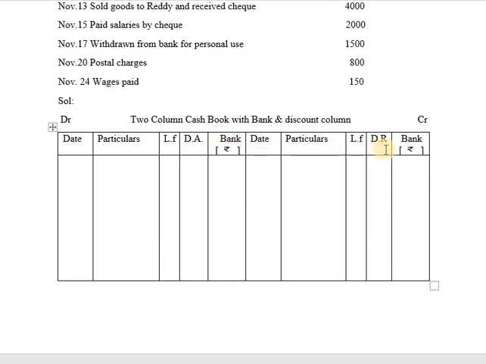Date, particulars, LF, discount received. Earlier we used to write it as amount rupees. Now as the question has specified you to prepare bank column, so we are taking the column as bank. The heading will be 2-column cash book with bank and discount column. Towards extreme left you will be writing DR debit and towards extreme right you will be writing CR credit.